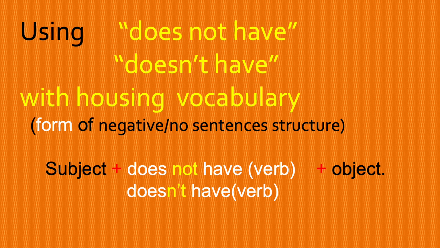Today we are going to learn simple present negative sentences with have. Also, we are going to focus on housing vocabulary to learn this. Using does not have. Does not have is used for writing. Doesn't have is used for speaking. Short form. Using does not have, doesn't have with housing vocabulary.